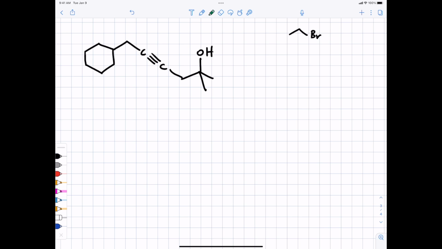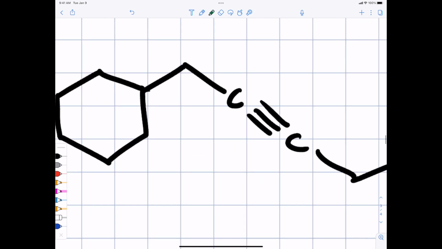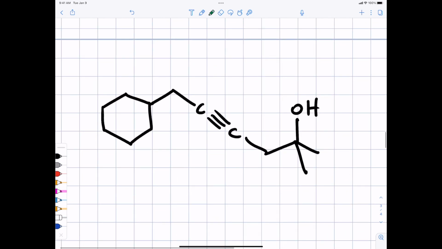Any ideas? I told you, you want to look for that pattern. This is why, right? Do you see any sp3 sigma bonds? Yes, right, that's a good primary question.